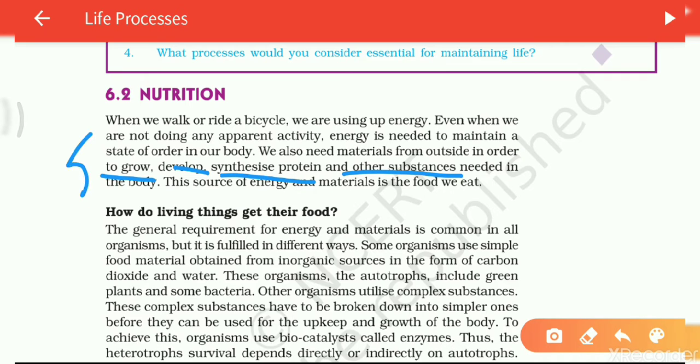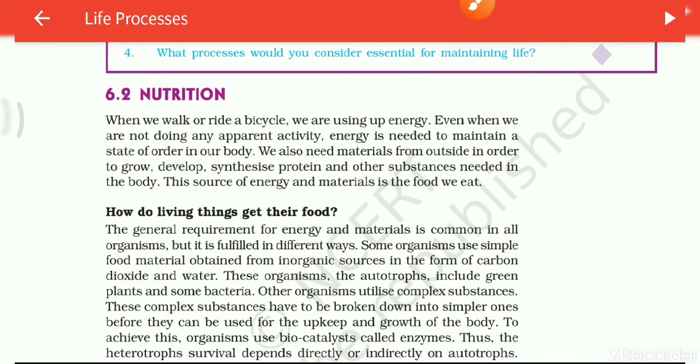Where does all this come from? All this comes from your food. The source of energy and materials is the food. We take the food, and after taking the food we get the energy. In the first paragraph they want to say this. Let's move to the second paragraph here.